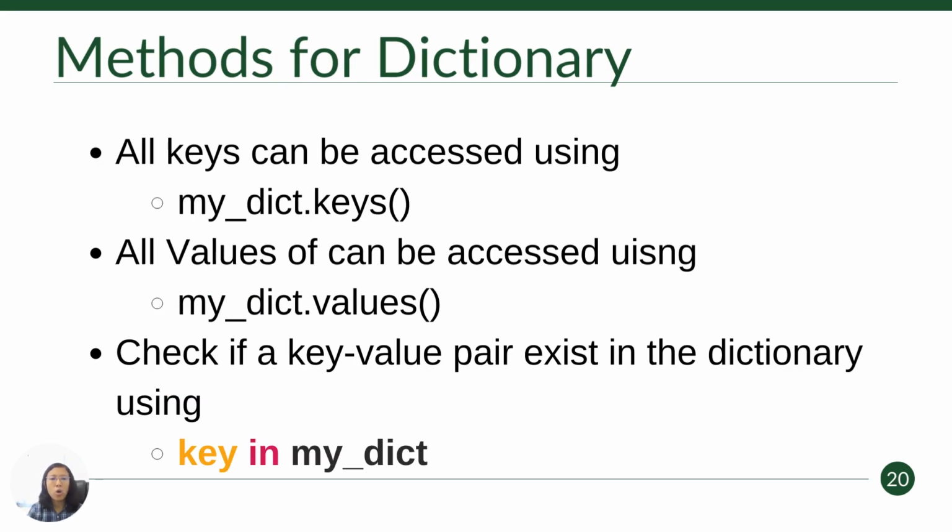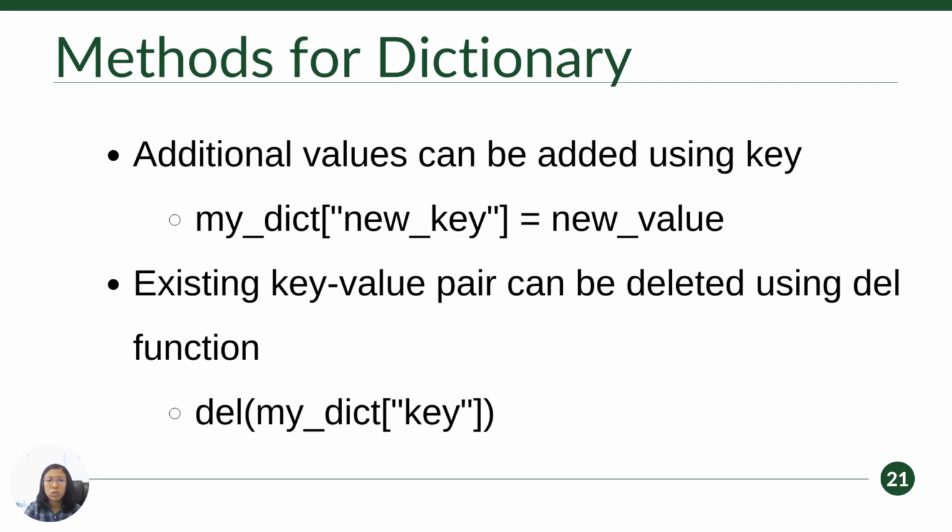Just now I mentioned that all keys can be accessed using the method called keys, and all values can be accessed using the method called values. Now, let's say I want to check whether one particular element is inside this dictionary or not. How do we check? We can check using the keyword in. Let's say I want to check whether name is already in my dictionary. So I can just type name in my dictionary. You should be able to find true or false. If you find it, you will get true. Otherwise, it will give you false.